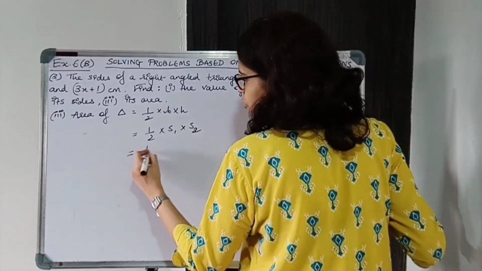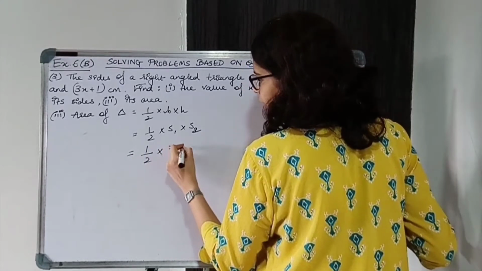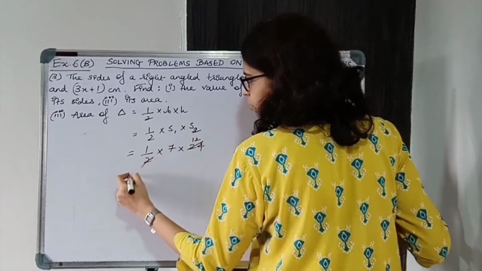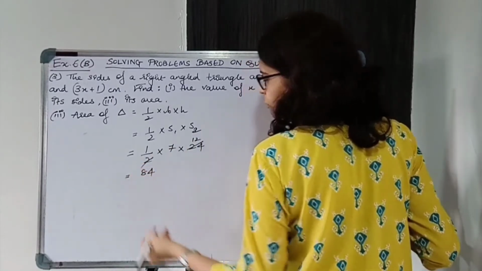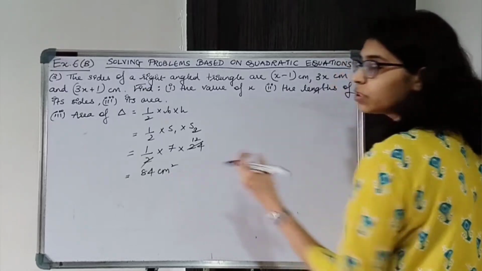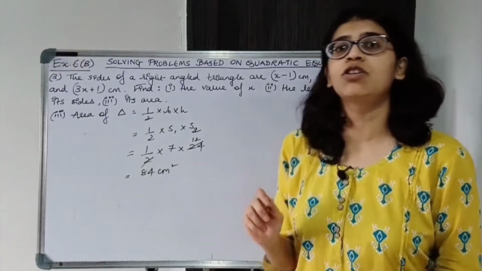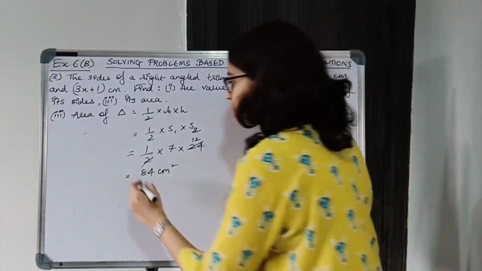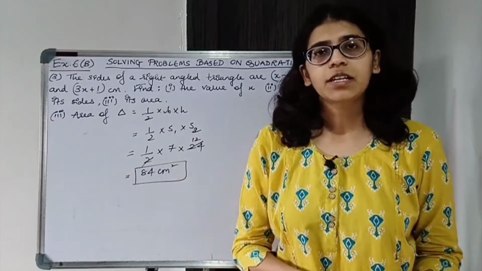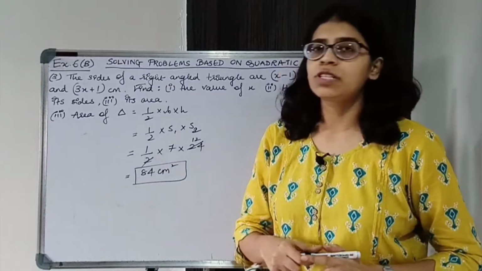Okay, so that will be half into 7 into 24. So 2 12s are 12, 7s are 84 square centimeter. Don't forget the units, please don't forget the units, your marks will get cut. Box the answers and write down the final statement: the area of the triangle is 84 centimeters square.